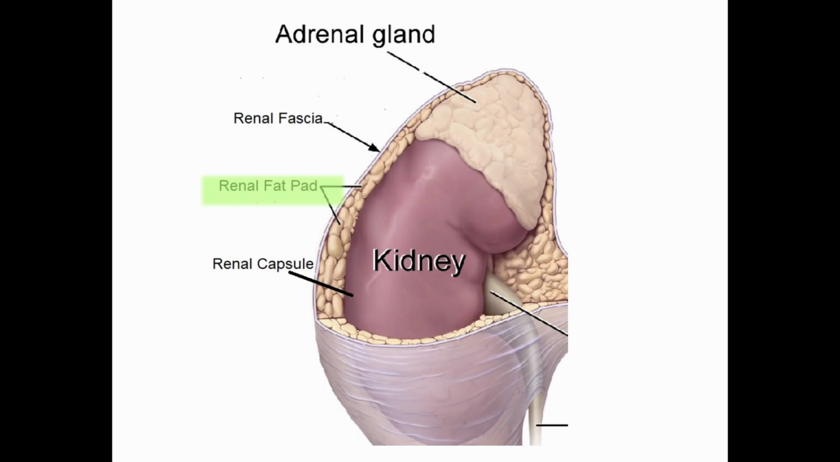On top of that is the renal fat pad, which is made up of adipose tissue. And on top of that is the renal fascia, which is a tough anchoring layer that firmly anchors the kidneys to the posterior abdominal wall in a retroperitoneal position and holds them in place.